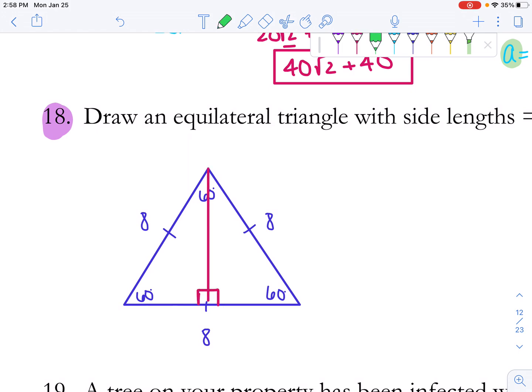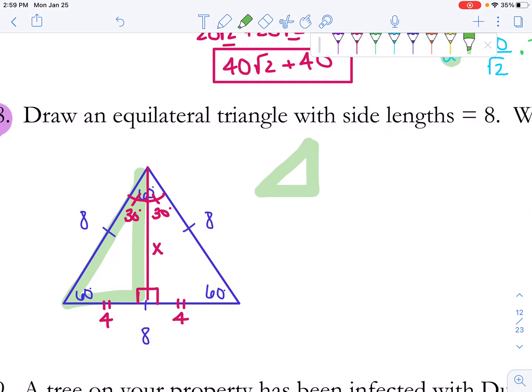We've already chatted about this, but the altitude bisects this top angle into 2 30-degree angles. It also bisects the base. So if this whole segment is 8, each of these is going to be 4. Okay? At this point, you have 2 options. If we look at this triangle, the altitude, I'll call that x. If I were to redraw this triangle here, we know that this is x, this is 4, this is 8. Could you do the Pythagorean theorem to solve? You sure can. The other option is looking at that green triangle.